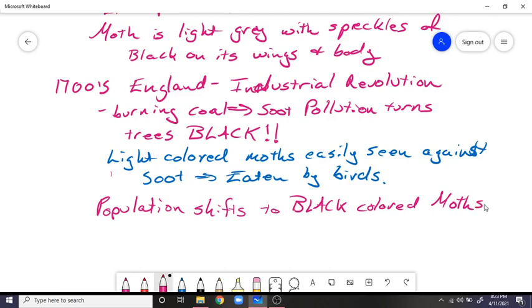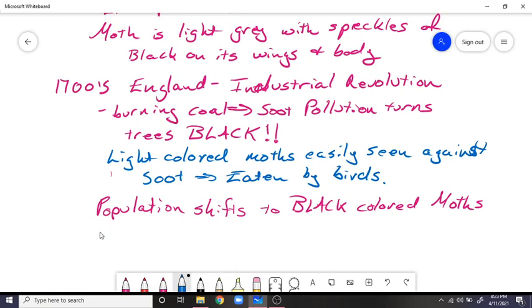Because all of the light colored moths get killed. They get eaten and they're not around to lay eggs. So only the dark colored moths are the ones to survive. So the population shifts very quickly. Many generations go by and all that we see are the black colored moths.